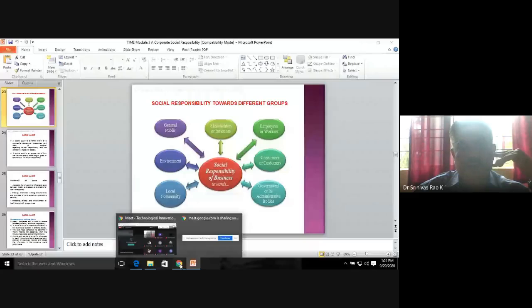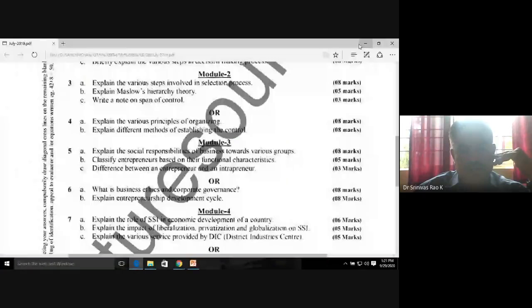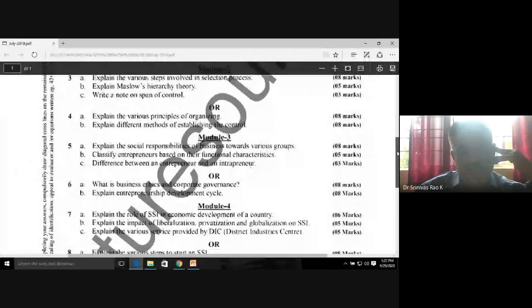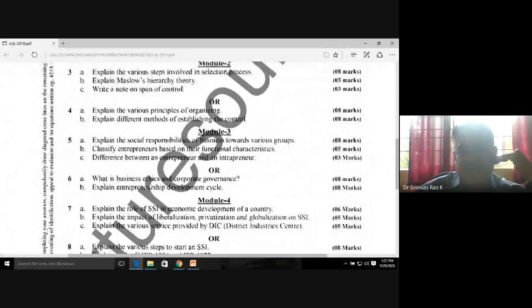Then the next question is, classify entrepreneurs based on the functional characters. That we'll study in the next subject. Difference between entrepreneur and entrepreneur, that is also part of it. Now see, there is another question which is given. They have merged this question with entrepreneurship also. Now, what is business ethics and corporate governance? 8 marks.